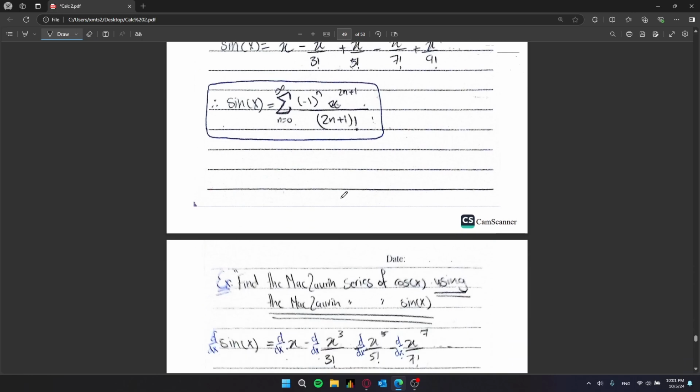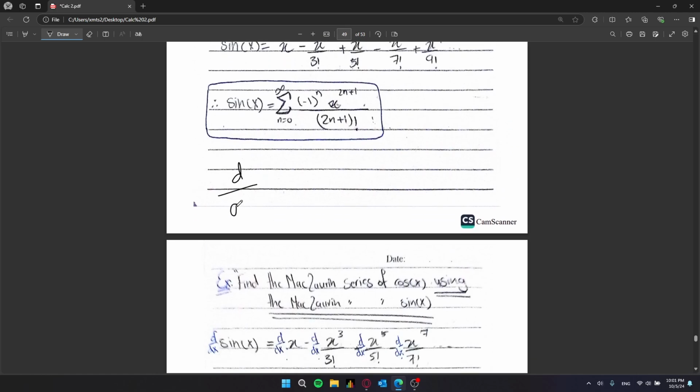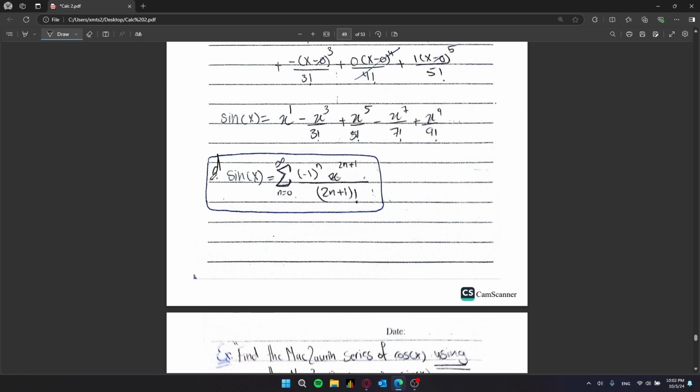Now, find the Maclaurin series of cosine of x using the Maclaurin series of sine of x. We know, and this is something very neat that I just discussed about series and integration, that the derivative of sine of x is equal to cosine of x, right? We all agree on that from 1.3, and we're at 9.8 right now. So if we differentiate this, then we will get cosine of x, right? So we just have to differentiate this monstrosity.